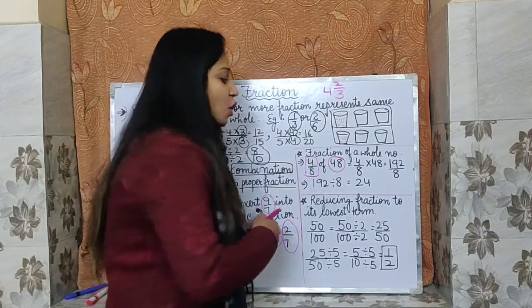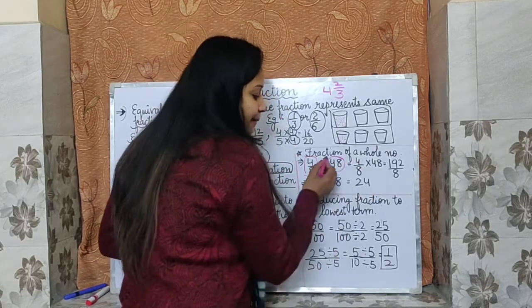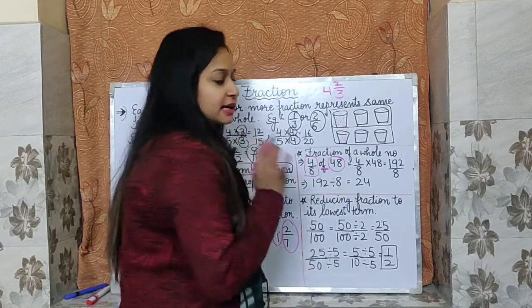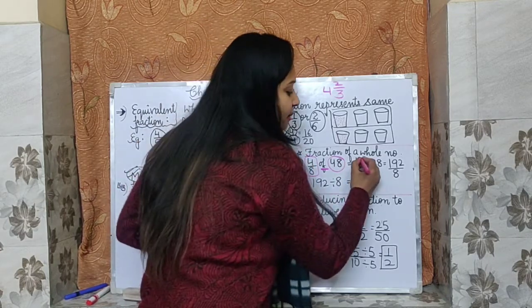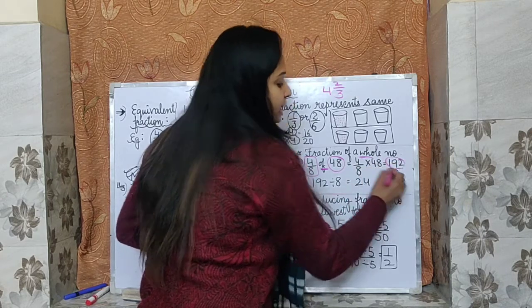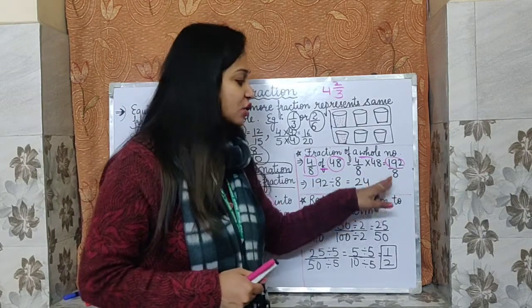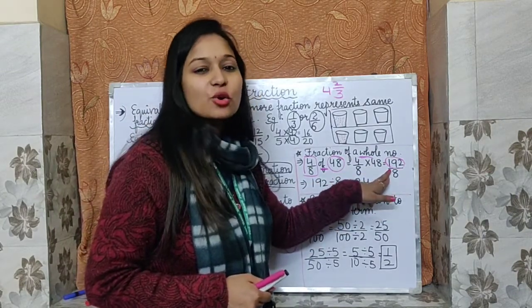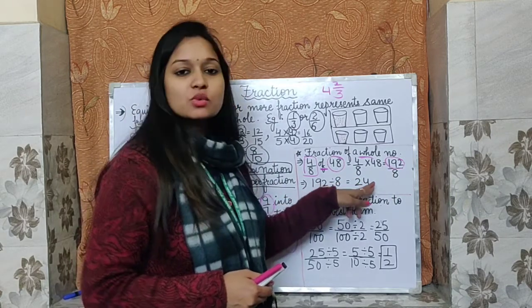Students, in maths, of means multiply. Of means multiply. So simply in place of of I will put a multiply sign. 4 by 8 multiplied by 48. So when I multiply these upper two numbers, I get 192 upon 8. So 192 upon 8 means, when I was teaching you fraction, I told you this fraction line also means division. So 192 divided by 8 is 24.